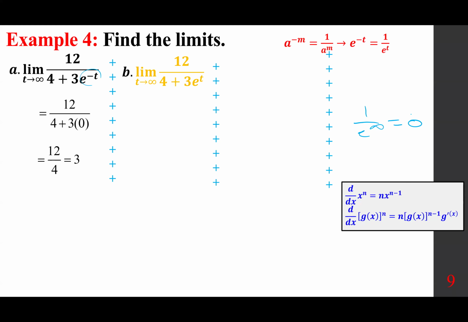For part B, if you plug in, e to the power of t takes us to infinity, and the denominator is infinity, the answer is 0. In this case, because t is approaching negative infinity, I hope you see these two become identical. And we get number 3.